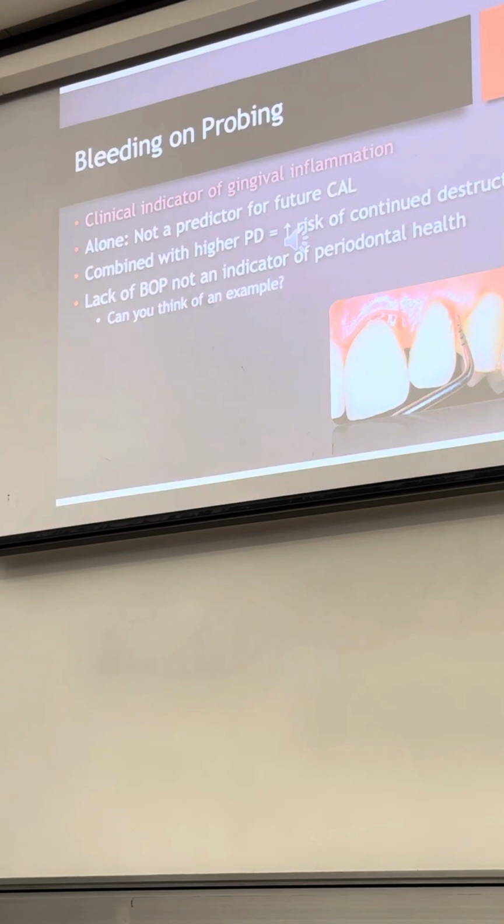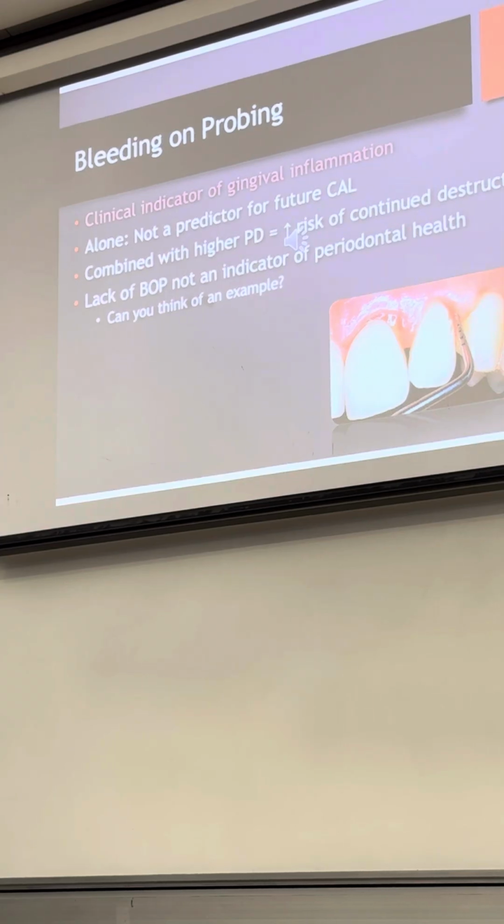All right, modifiable and non-modifiable risk markers. Bleeding on probing is that clinical indicator of gingival inflammation. Alone, it's not a predictor for future loss. Just because we have the bleeding doesn't mean they're definitely going to have more loss. That is just an area that we need to pay more attention to. Combined with higher probe depths, there is an increased risk of continued destruction. Just because they have the bleeding, that might just be in the gingival tissue and not something further, but you combine that with a higher probe depth, and then you are at greater risk.